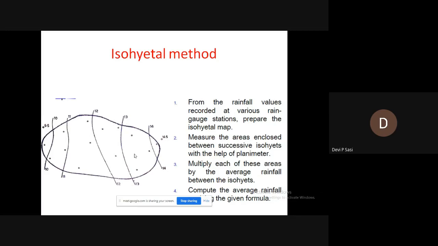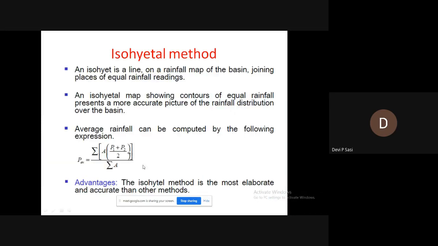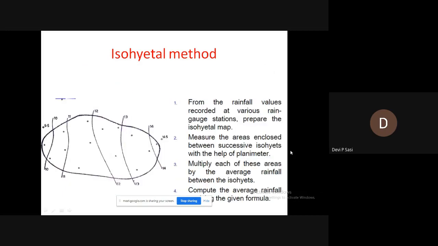And finally, we have to calculate the rainfall values using the equation sigma (P1 plus P2) by 2 into A, divided by sigma A. So once more, an isohyet is a line joining points having equal rainfall data. That is, if you are considering the isohyet 13, any points along that line will possess a rainfall intensity of 13. That is about the isohyet.